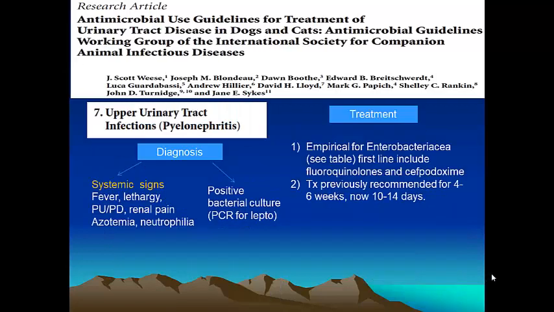So the last condition and the worst one, for which we obviously want to start using antimicrobials right away, is pyelonephritis, which, as its name indicates, is an infection of the renal parenchyma itself, usually an ascending infection. Although it could also come from a bacteremia.